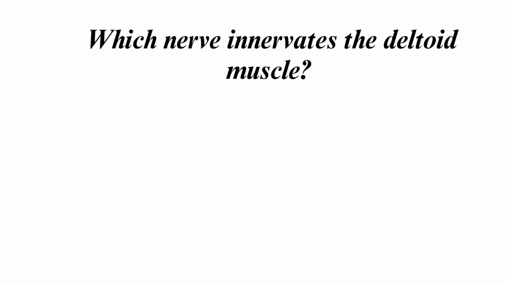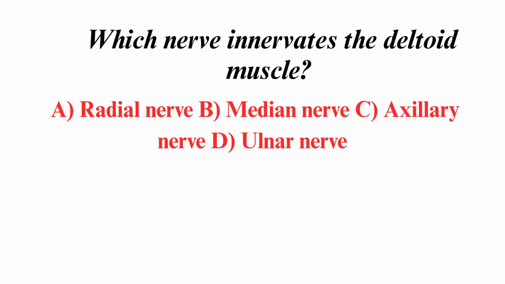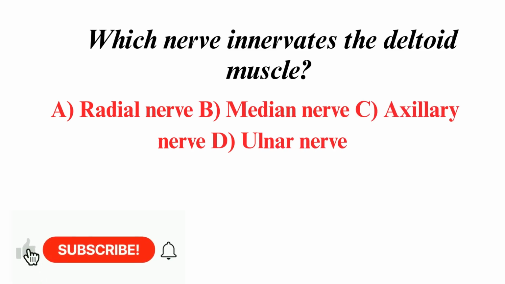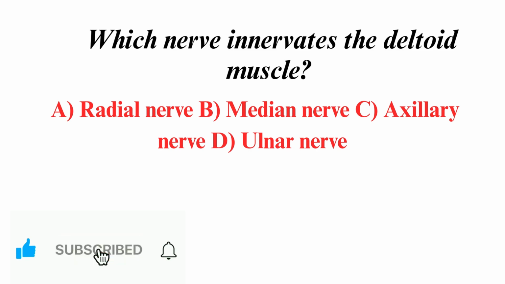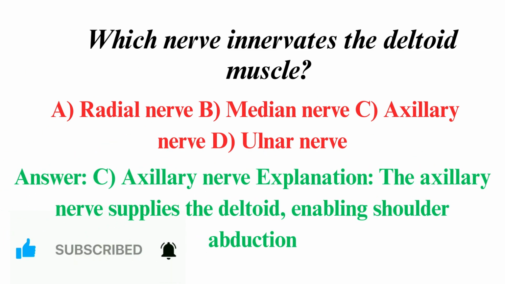MCQ 4. Which nerve innervates the deltoid muscle? A. Radial nerve. B. Median nerve. C. Axillary nerve. D. Ulnar nerve. Answer. C. Axillary nerve. Explanation. The axillary nerve supplies the deltoid, enabling shoulder abduction.